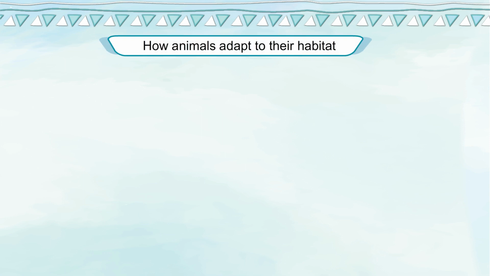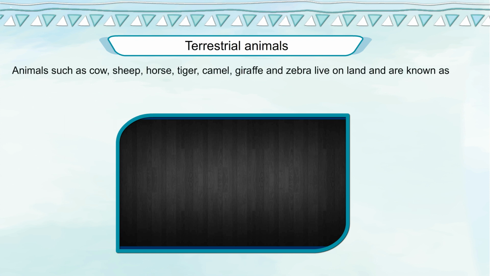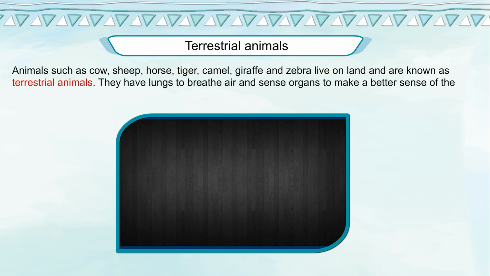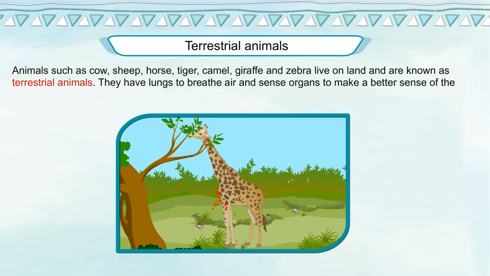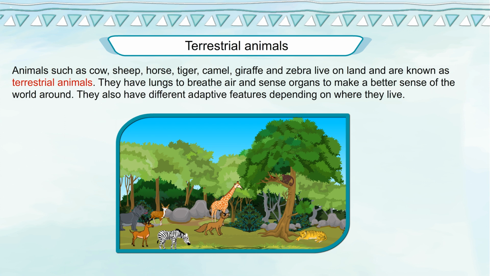How animals adapt to their habitat. A habitat can be as huge as a forest or as small as a leaf. Here are ways by which some animals adapt to their habitat. Terrestrial animals. Animals such as cow, sheep, horse, tiger, camel, giraffe, and zebra live on land and are known as terrestrial animals. They have lungs to breathe air and sense organs to make a better sense of the world around. They also have different adaptive features depending on where they live.